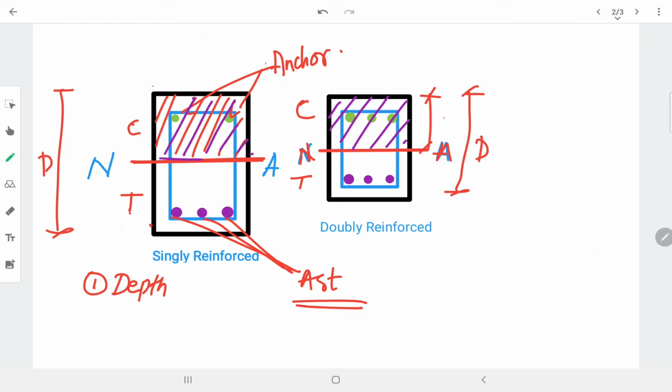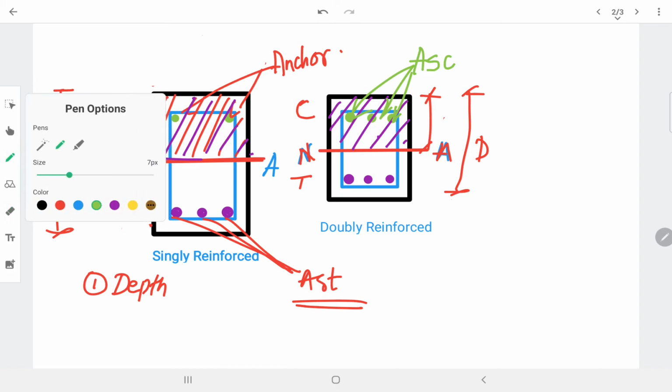To avoid that, as you know, concrete is weak in tension, but even so, if the compressive stresses are increased beyond the limit of concrete, there is a chance of failure. To avoid that, I'll be providing the required reinforcement to avoid failure on the compression side. So I'll be writing it as ASC.